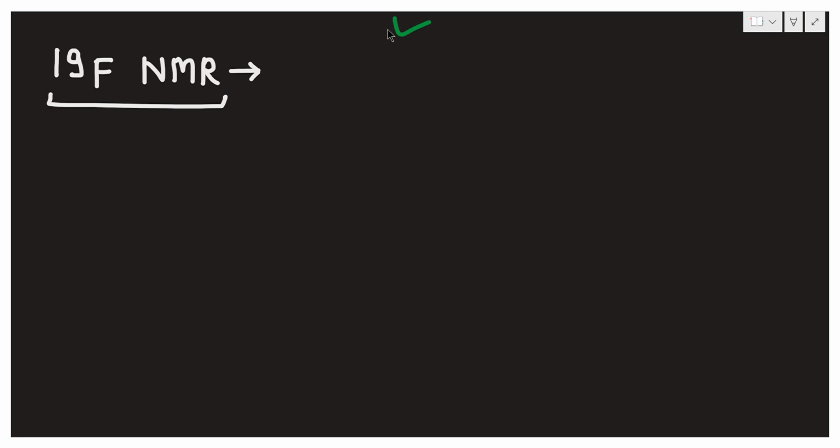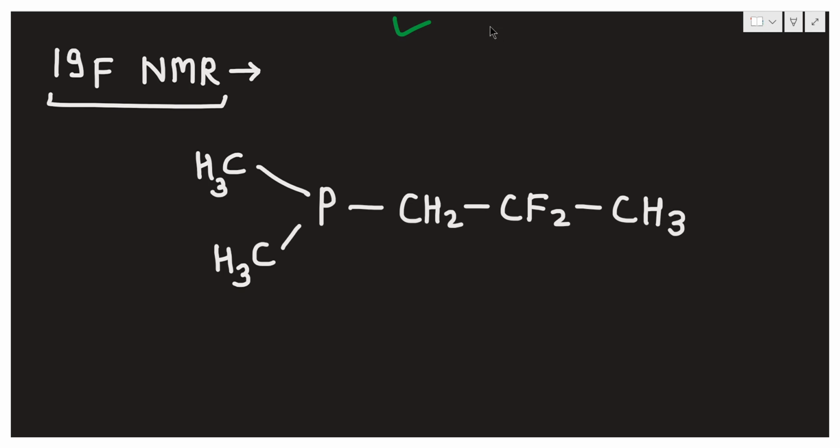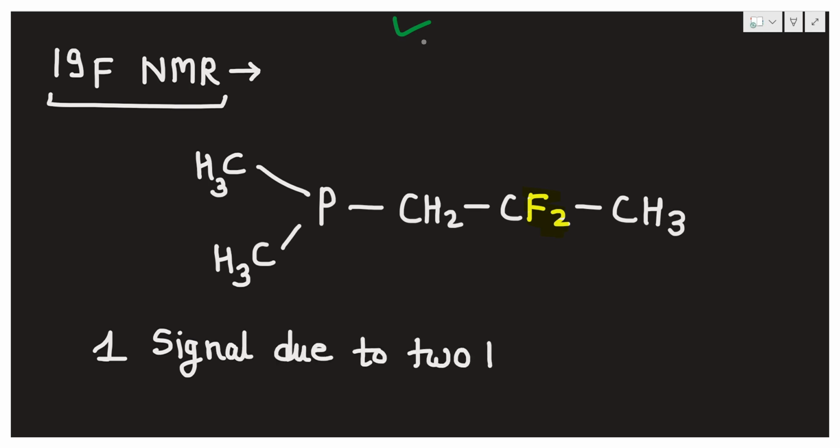Now take a look at the 19F NMR spectra. In 19F NMR, we will judge only the fluorine atoms. There are 2 fluorine atoms. They are in an identical environment, so they will give rise to 1 signal. So you are getting 1 signal due to 2 fluorine atoms.